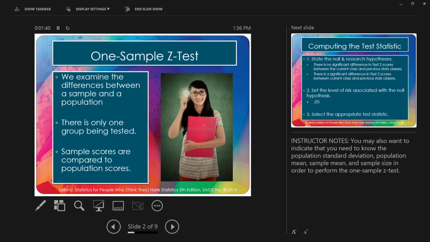his or her sample. So let's look at an example where a professor is interested in finding out if her current stats class scored significantly different on exam 2 than all of her previous classes. In this example, her current students are the sample, and all of the previous stat students are going to be the population.